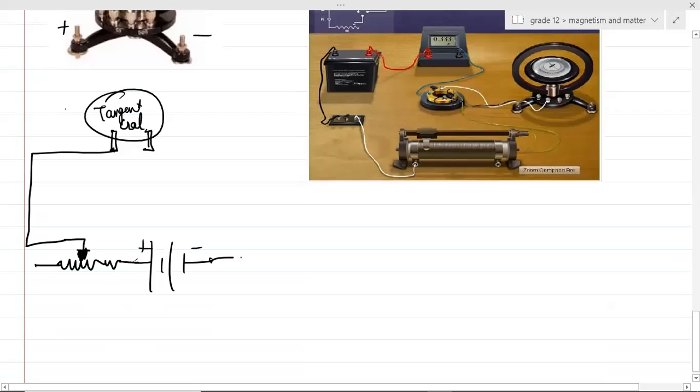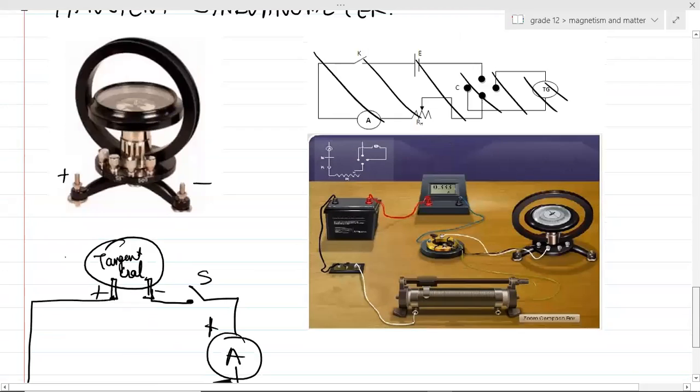Then there is an ammeter over here, with plus and minus terminals. This is an ammeter to measure the current flowing inside. And let us connect it. So everyone can see over here plus and this is minus. Sorry, this will be plus and this will be minus. And the current will flow in what direction? The current will flow in this direction, right? Guys, everyone able to see this tangent galvanometer, right?